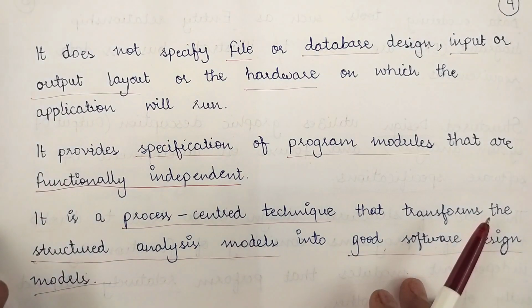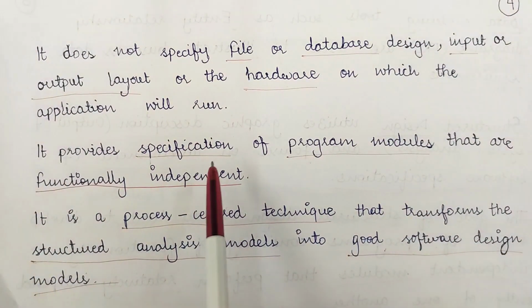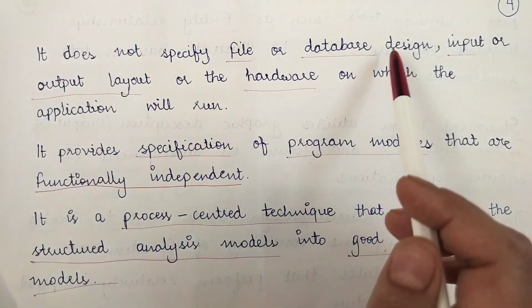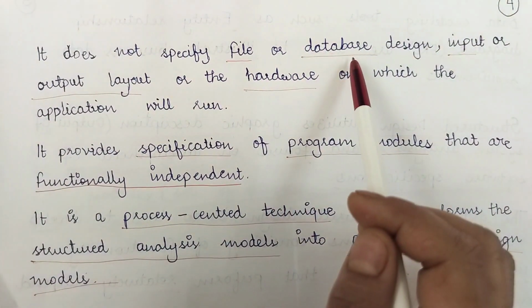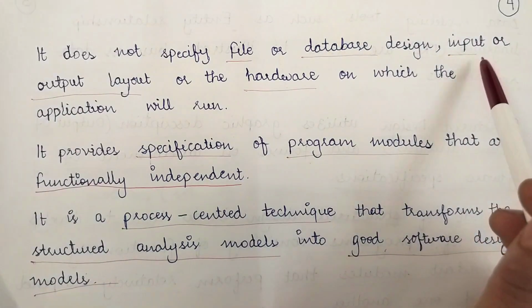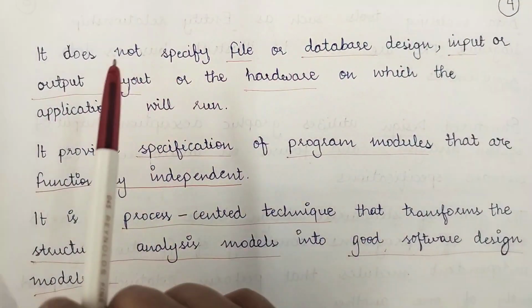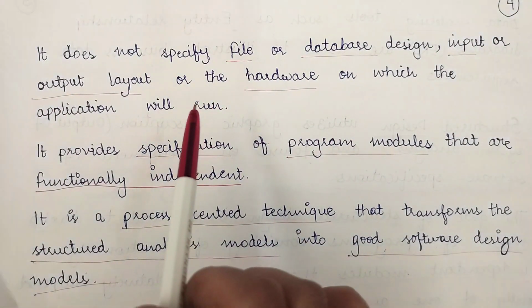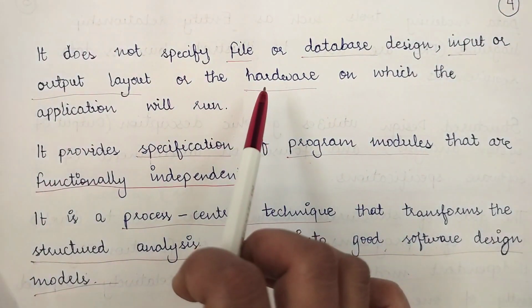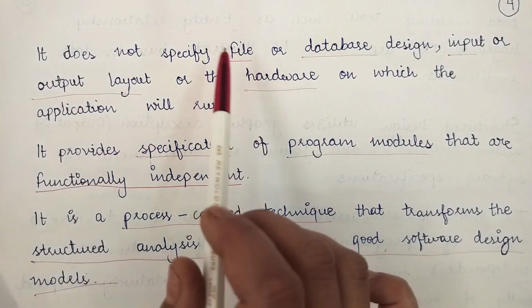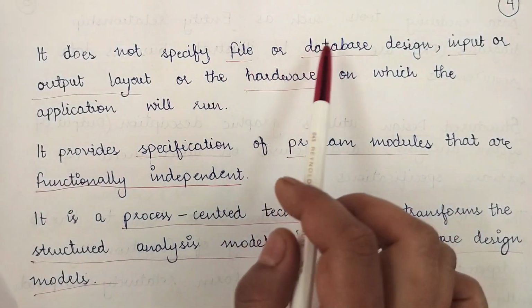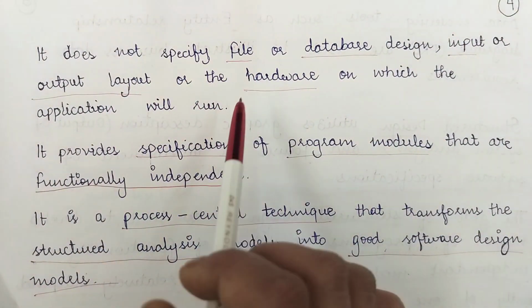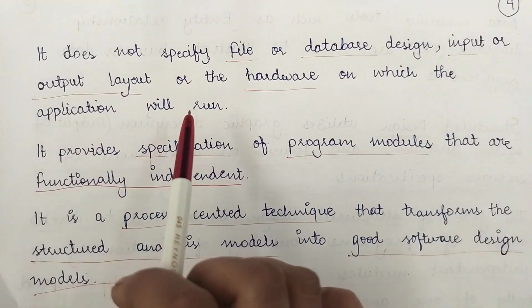The structured design approach only gives you the software specifications, but it does not specify the file or database design. What would be the design of the file, or the design of the database, or the layout of an input or output? This is not specified during the structured design phase, nor is the hardware on which the application runs. So you do not specify the design of the file or database, you do not specify the layout of input or output, nor do you specify what hardware will be used on which the application will run.